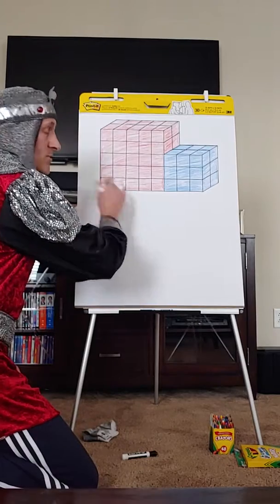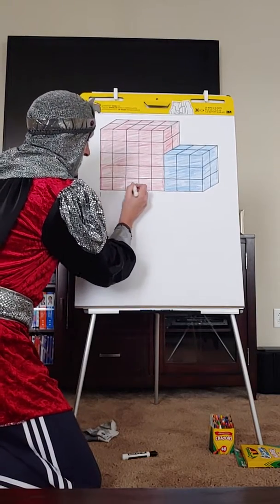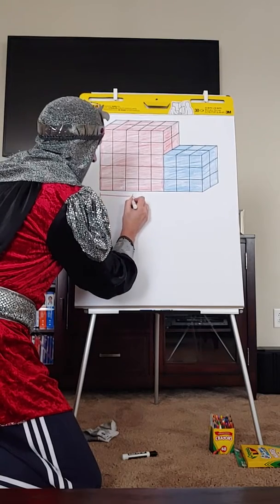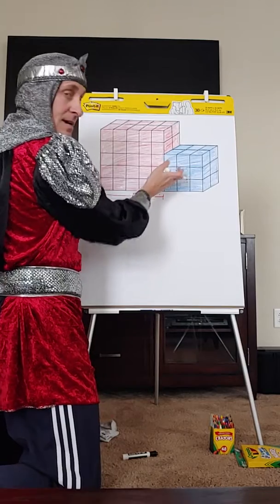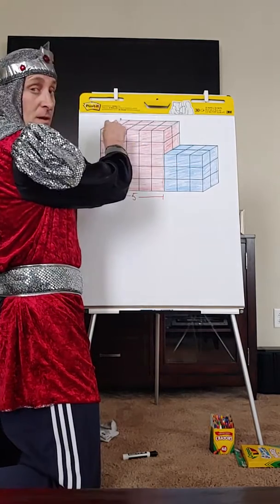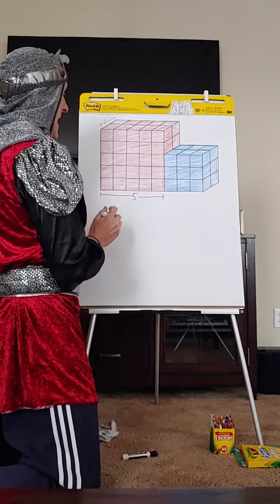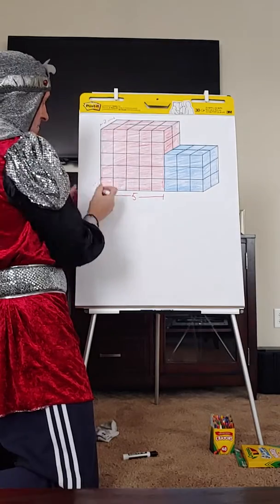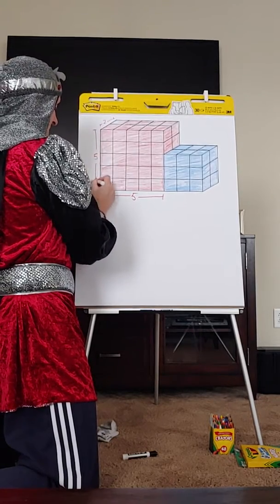So I need the length, width, and height. So I'm going to do length across. Let's count. 1, 2, 3, 4, 5. My width, I can't see over here, so where else can I see the width? Up here. Good. There's my width of 2. And my height. And I'll count that right up here on the side here. 1, 2, 3, 4, another 5.